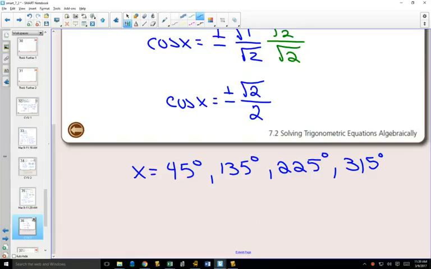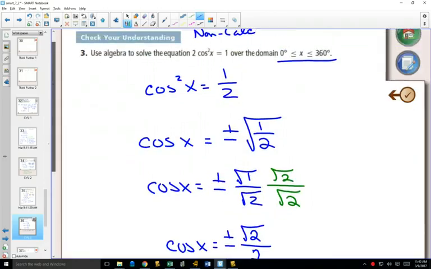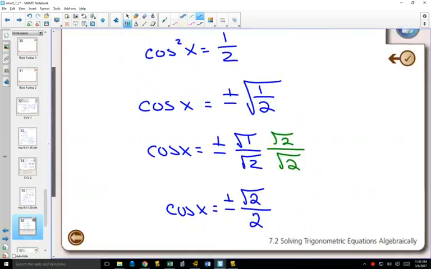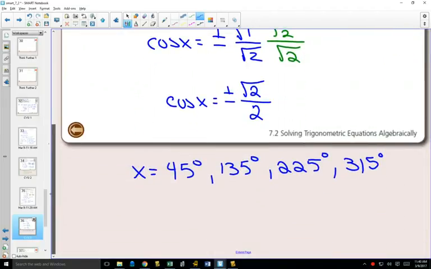And they just told us the domain. There was no general solution. Of course, we've solved this from 0 to 2 pi. The domain, we solved it from 0 to 360. The domain was 0 to 360, so we are done. And no general solution was asked, but if they did, you would take all 4 of those and add 360 times k.